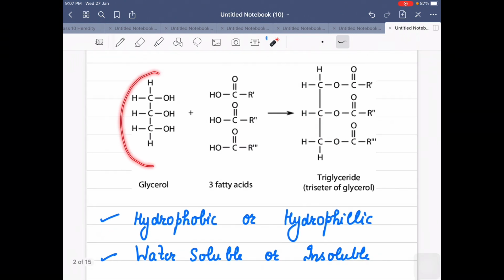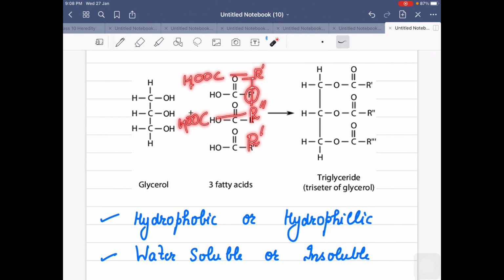So here you can see we have taken our simple lipid, with glycerol. We have taken CH2OH, CHOH, CH2OH. This is our glycerol. And the functional group with the carboxyl group, COOH, that is our fatty acid. Here we are making a triglyceride, so we will use 3 chains of fatty acid COOH.